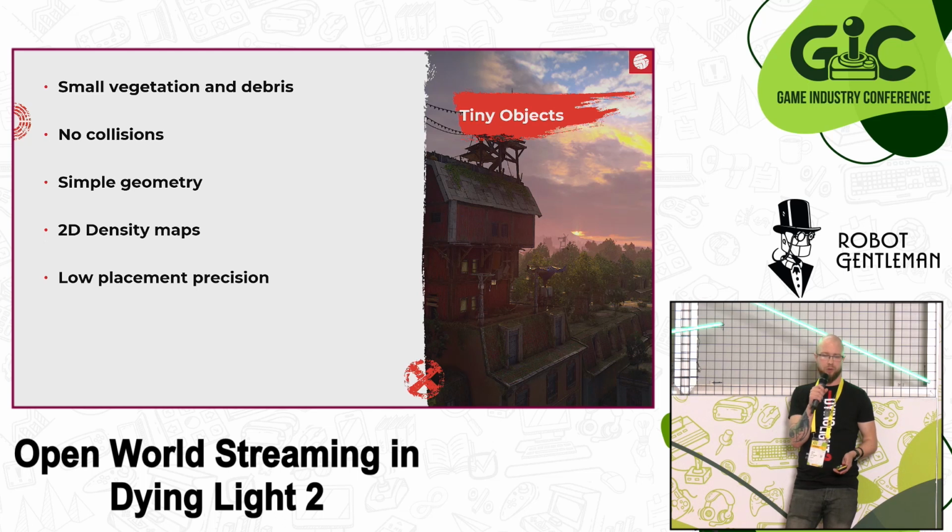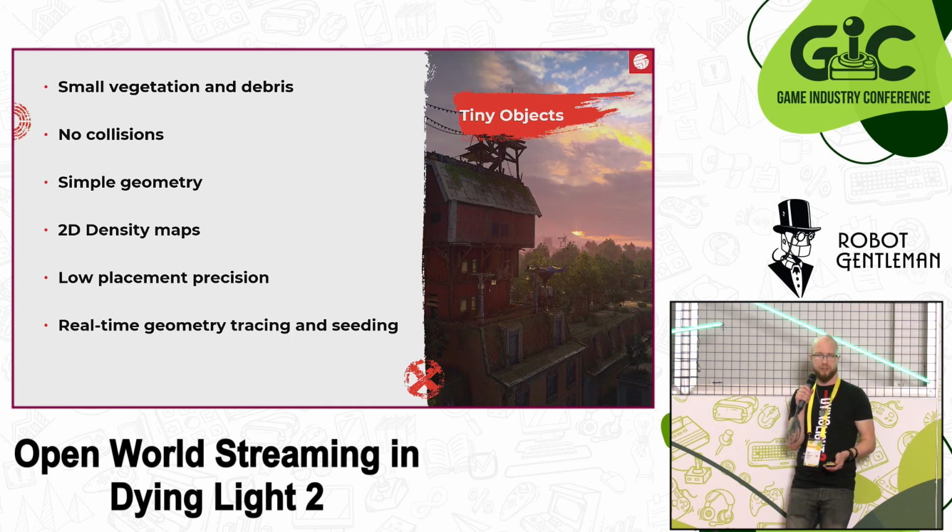So we have a low placement precision, because the precision is 1 meter by 1 meter, saying how dense tiny objects should be placed in that block. But it saves a lot of memory thanks to that. And also, we never store those positions or those objects. We just seed them in real time around the player as the player traverses the map, using ray tracing in real time to decide where those tiny objects should be placed.